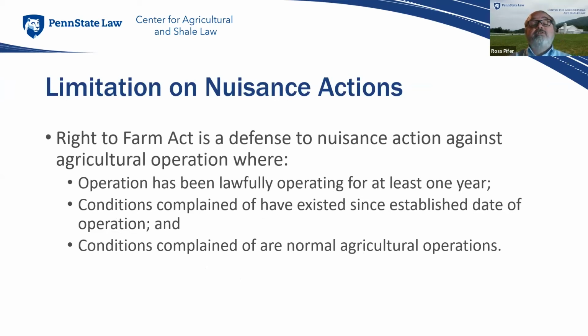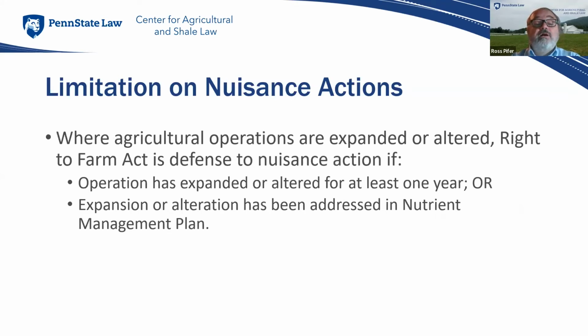Okay, and with regard to the protection against nuisance lawsuits, a neighbor can't file a suit against the farm if that farm has been operating for at least 1 year, and the conditions that they're complaining of have existed for that 1 year, and those conditions are a normal ag operation. So basically, the neighbor has a 1 year time period to file a nuisance suit. If they don't file within that 1 year, they're precluded by the right to farm law.